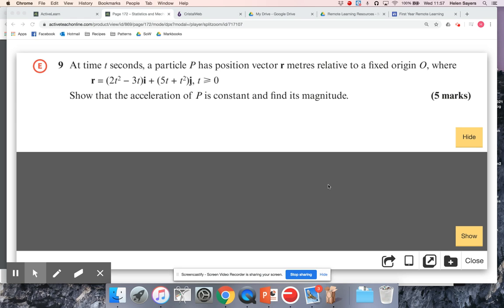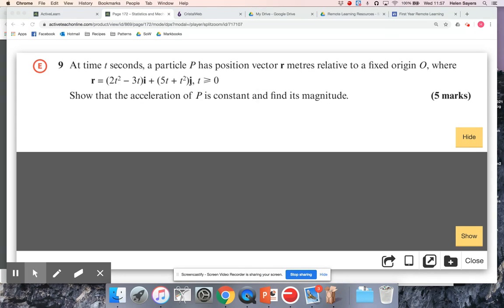Okay, so we're looking at the second year Stats and Mechanics textbook, and we're on exercise 8D, which is from the mechanics section and involves differentiating vectors. So an exam question, just single part to it worth 5 marks. I'm given the position vector and I'm asked about the acceleration.